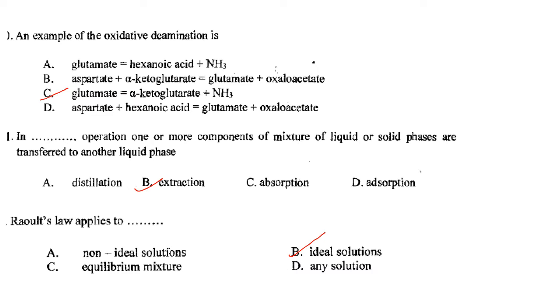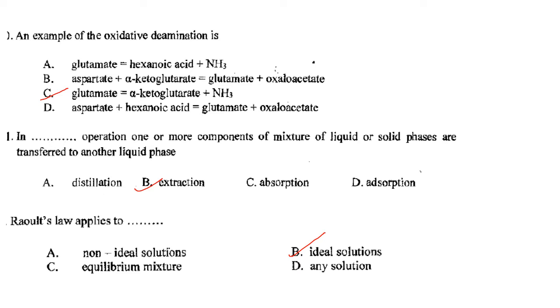The next one. An example of oxidative deamination is, that is, glutamate equals alpha ketoglutarate plus NH3. Answer is option C. So oxidative deamination is a form of deamination that generates alpha keto acids and other oxidized products from amine containing compounds and occurs primarily in the liver. So the answer is glutamate giving alpha ketoglutarate plus ammonia.